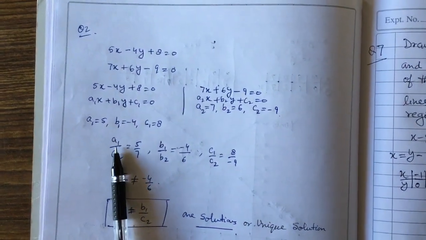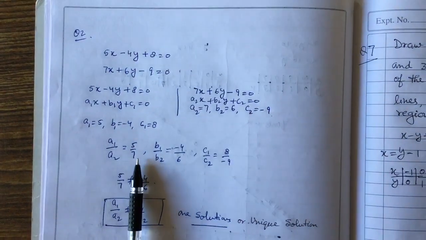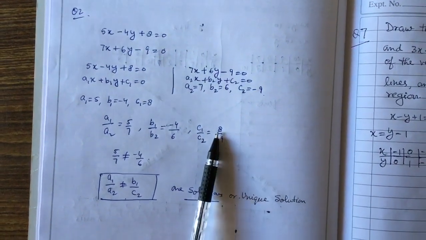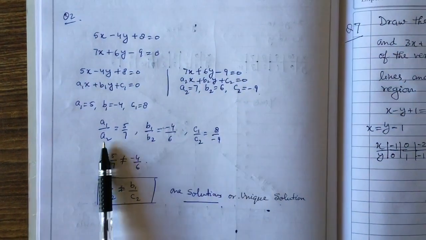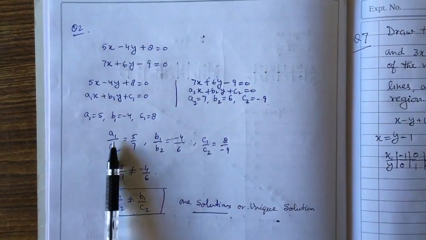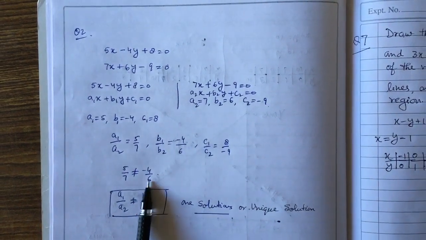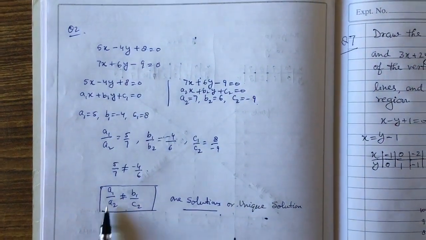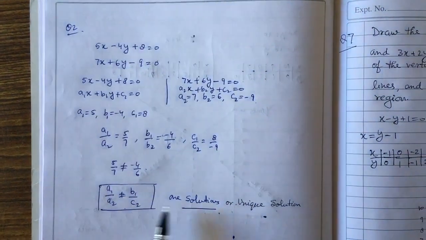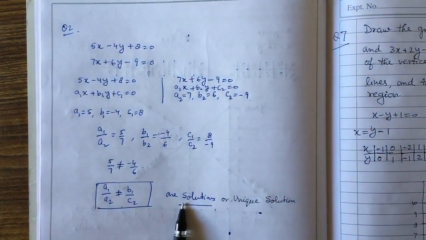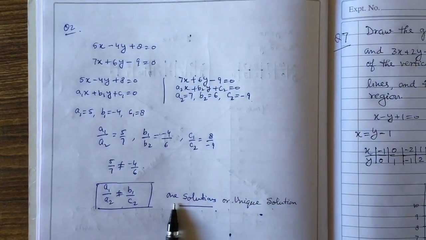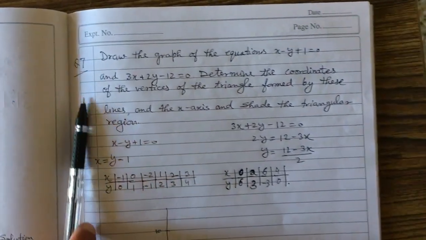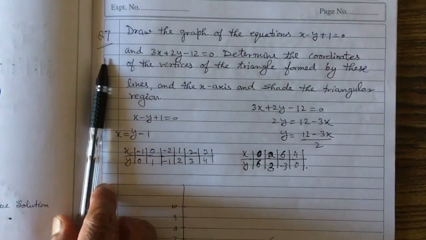Now a1 upon a2 will be 5 upon 7, b1 upon b2 is minus 4 upon 6, c1 upon c2 is 8 upon minus 9. Then clearly it shows that a1 upon a2 is not equal to b1 upon b2. These two fractions are not equal, so the condition a1 upon a2 not equal to b1 upon b2 is applied, so there is a unique solution, or you can say intersecting lines, one solution.